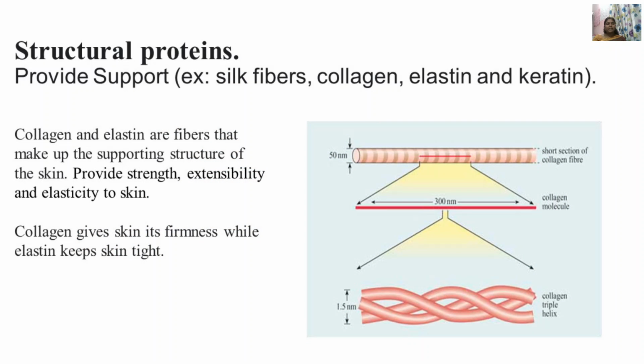Proteins also act as structural protein molecules, where they provide support. Examples are silk fiber, collagen, elastin and keratin. These are all structural proteins. Collagen and elastin are the fibers that make up the supporting structure of the skin and provide its strength, extensibility and elasticity. Tensile strength is also provided by the silk protein, silk fibroin. Collagen provides the skin firmness, while elastin keeps the skin tight.